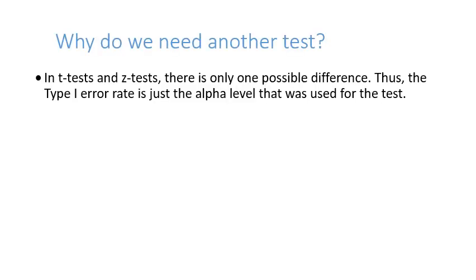Okay, so we need to answer a question before we get into this, and that is, why do we need another test, just another test in general? In t-tests and z-tests, there's only one possible difference when we're doing, let's say, a two sample test. Whether it's a t-test or a z-test, you've got sample 1 and sample 2, you're checking one difference. So your type 1 error rate is just equal to your alpha. Your alpha that you set is your type 1 error rate. We're just looking at one difference.